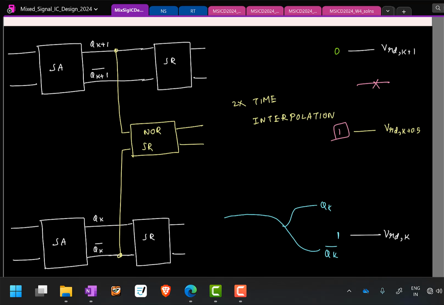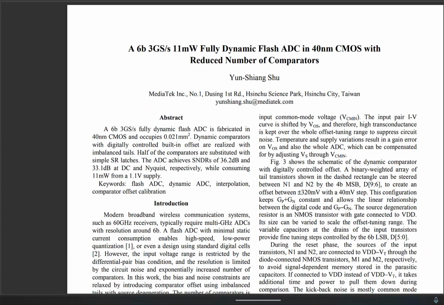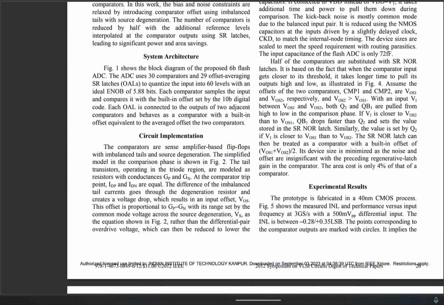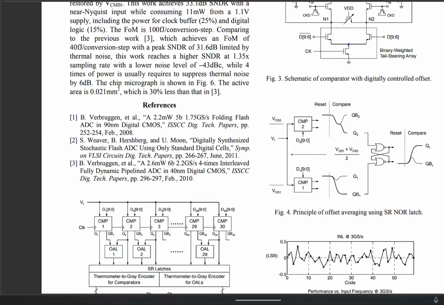So yeah, I'll just quickly show some things in the literature. This is probably one of the early papers where this idea was first adopted, and this is from Inshang Shu from MediaTek Taiwan. So here they try to make a 6-bit ADC. In this, 5 bits are from Flash, and 1 bit you get from this time interpolation. Okay. So as we saw, between every 2 comparators, you go and put this NOR-based SR latch, and that gives the output.